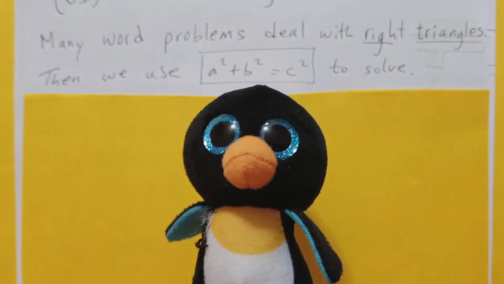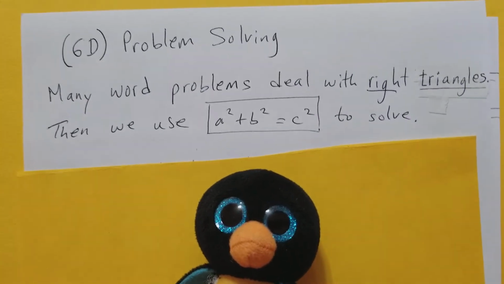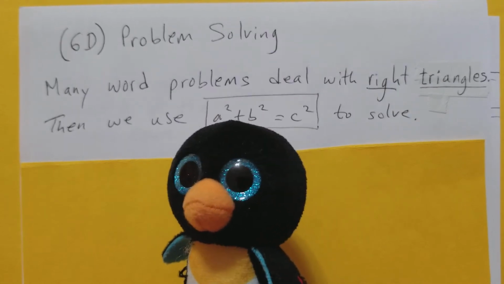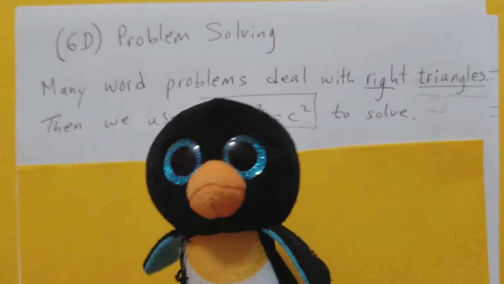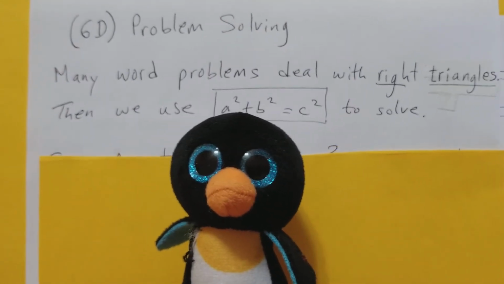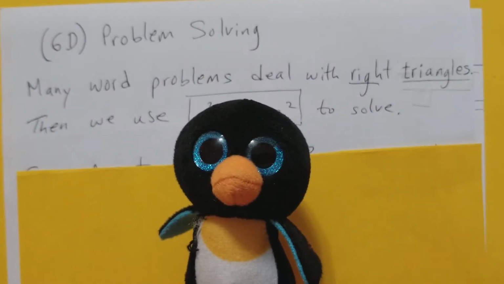Everybody. It's time for the next lesson for Mr. C's math class. This one is 6C. No, it's not 6C. It's 6D. It's 6D, problem solving. And now, here's Mr. Cousage.